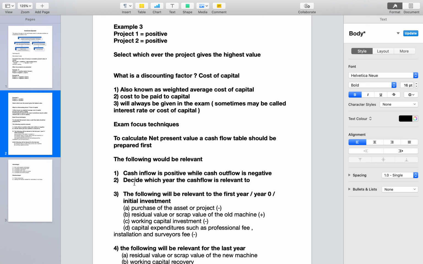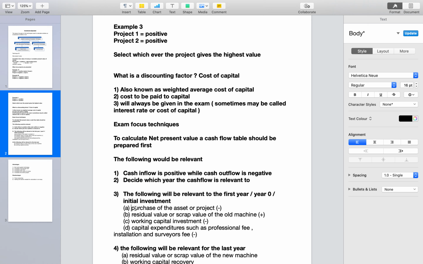Number one, you read your transaction and decide whether cash is coming in or going out. Any cash coming in, you mark it as positive. Any cash going out, you mark it as negative. Not only should you decide whether it's a cash inflow or outflow, you should also decide which year it is relevant for. Let's say there is a transaction. You have to decide, is it for year 1, year 2, or the last year? You have to always decide those two things first. Number one, decide from the transaction whether it is a cash inflow or outflow. And also decide which year the transaction is relevant to.